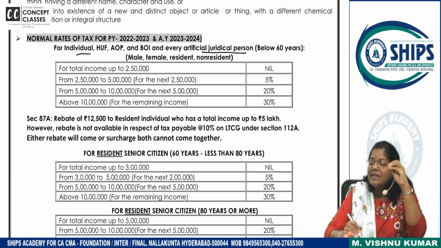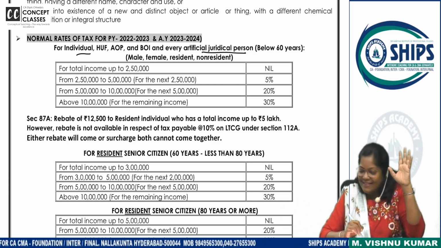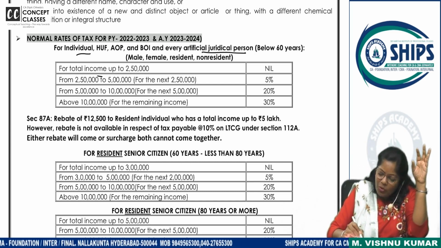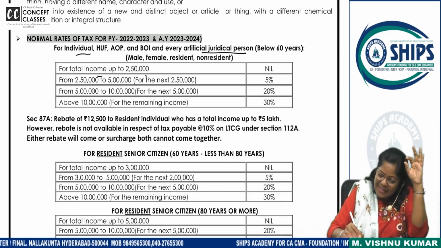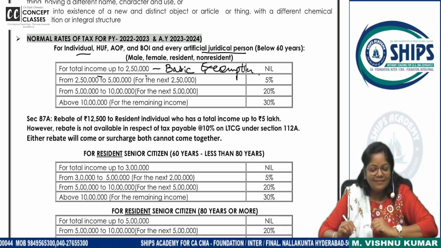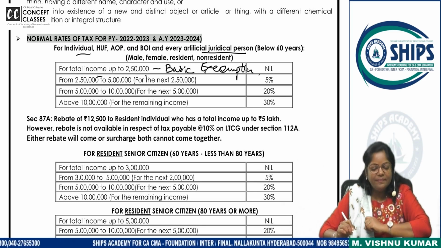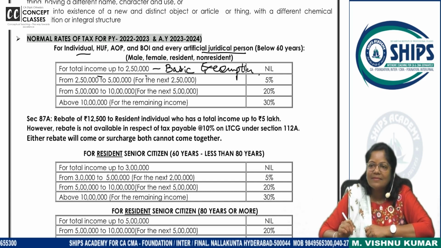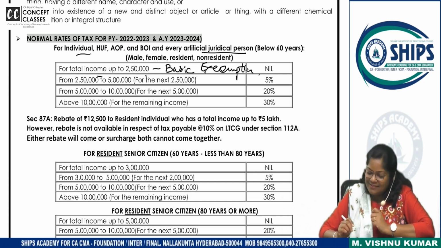Now look at the slab rates. Not a flat rate, what is this? So read what it is. Up to total income 2,50,000, the tax is nil. This limit of 2,50,000 is called what? Write it down, make up your textbook. Basic exemption is nil.